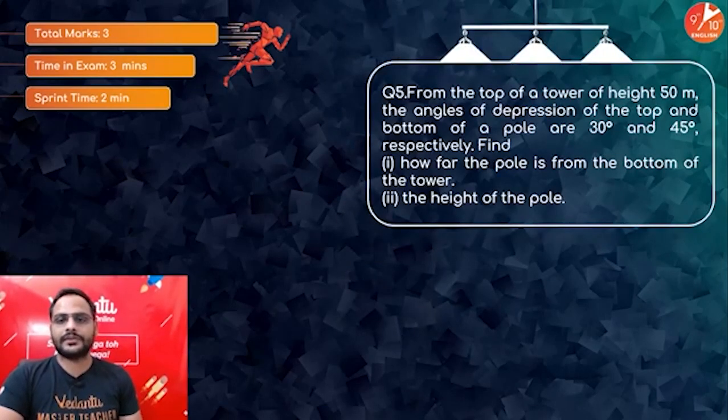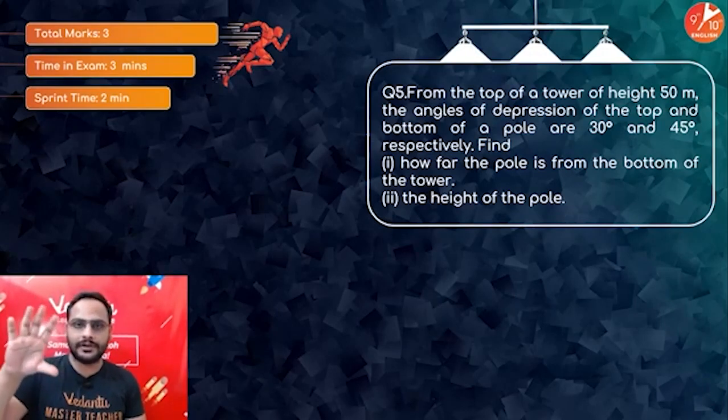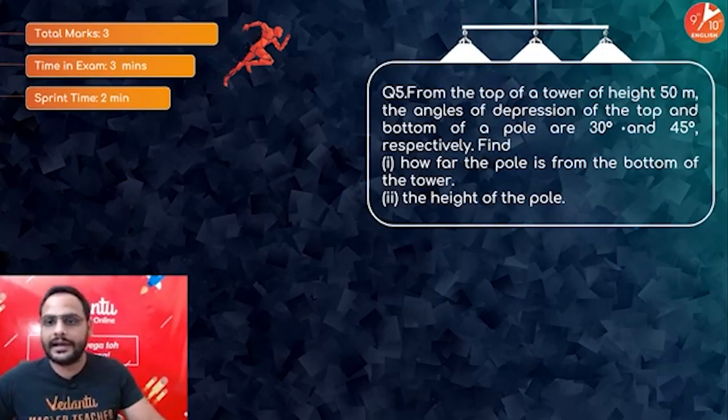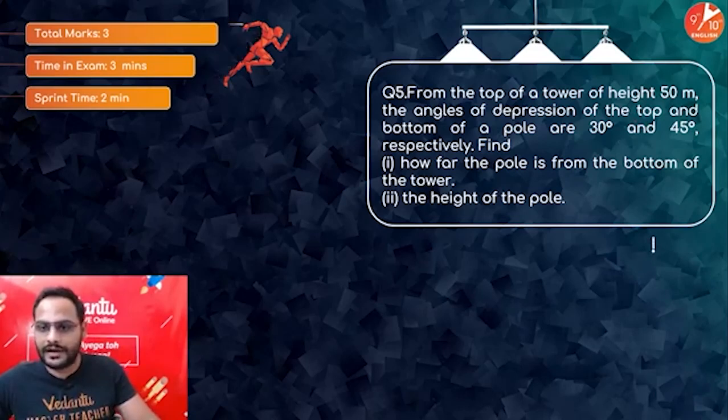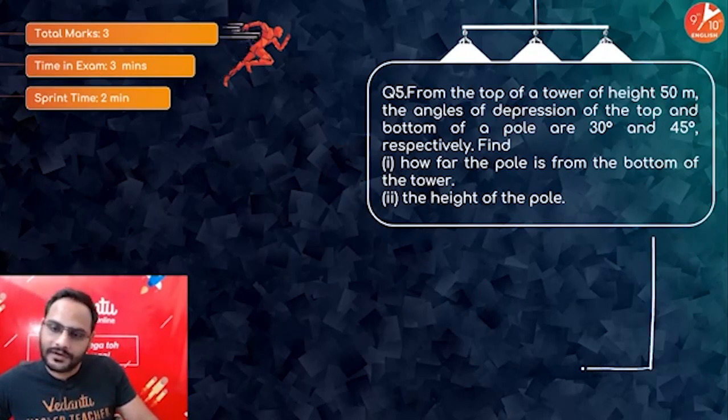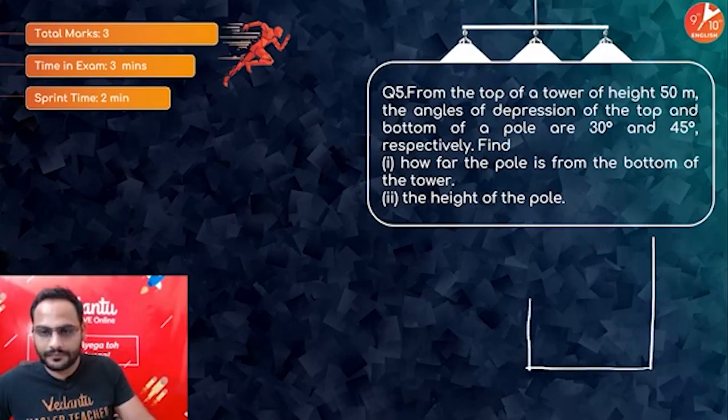Okay, next question. From the top of a tower of height 50 meter, the angles of depression of the top and bottom of a pole are 30 and 45 degree. So you have a tower, and then in front of the tower you have a pole. If you look at the top of the pole, the angle of depression is 30 degree.